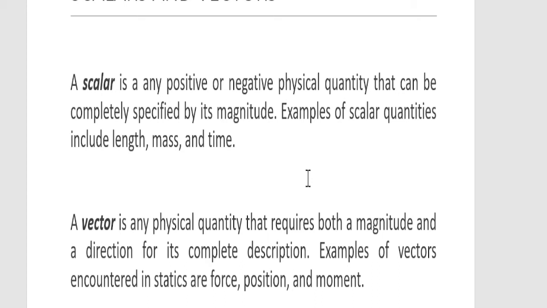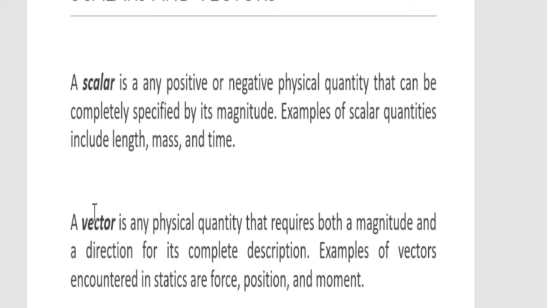Before we proceed with the other contents, we need to know what a vector quantity is. And before talking about the vector quantity, we need to know what a scalar quantity is. By definition, a scalar quantity is a positive or negative physical quantity that can be completely specified by its magnitude. Examples of scalar quantities are length, mass, time, speed, etc. They are scalar quantities because they only have magnitude, they don't have a direction.